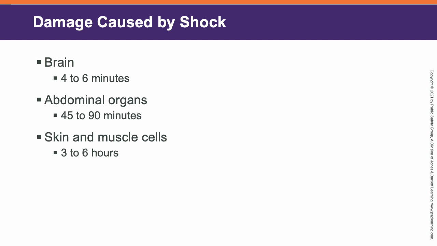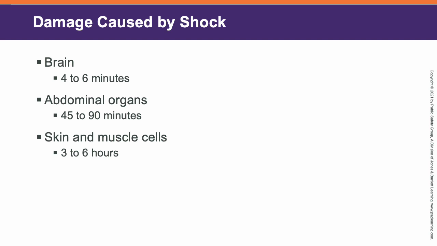Now, shock, again, can be very damaging to the body because the lack of blood flow leads to a lot of damage in the body, right? The brain, the abdominal organs, skin, and muscle cells, when those don't get oxygen through blood flow, they die, right? The brain's fairly quickly, it only takes 4 to 6 minutes for the brain to undergo significant damage. Abdominal organs take longer. They take 45 to 90 minutes before they start to undergo a lot of damage.